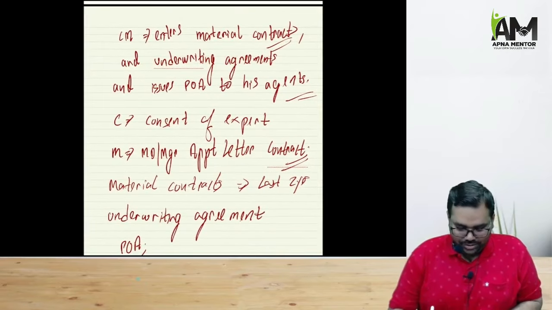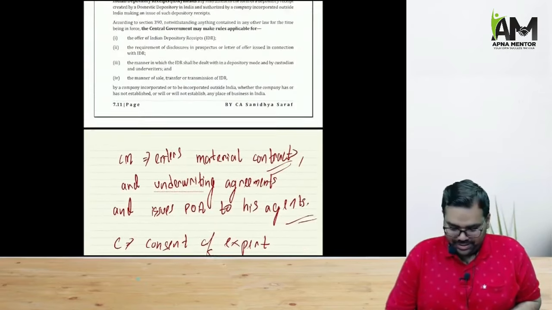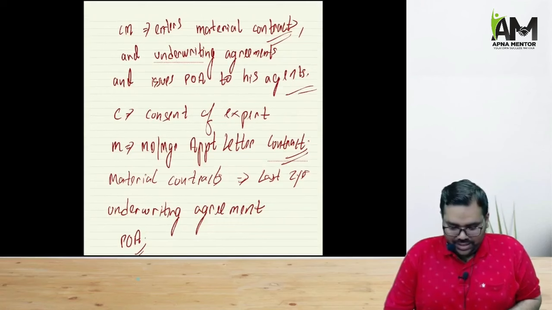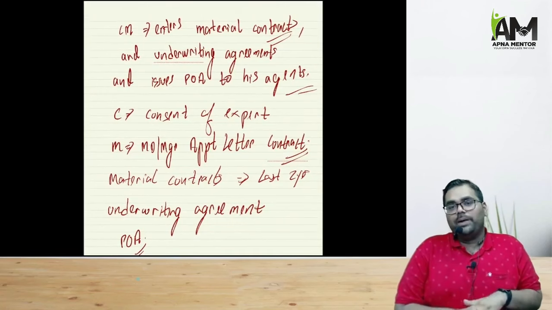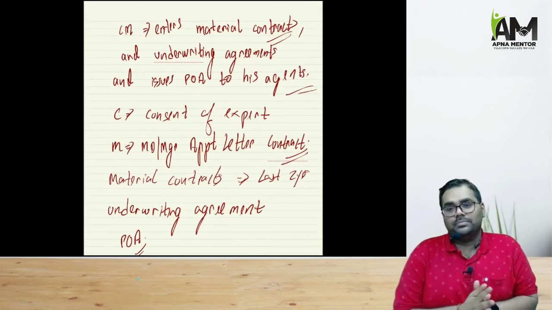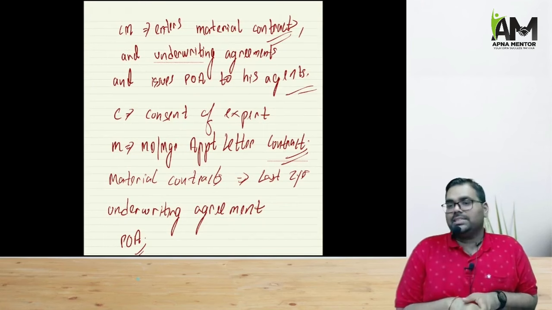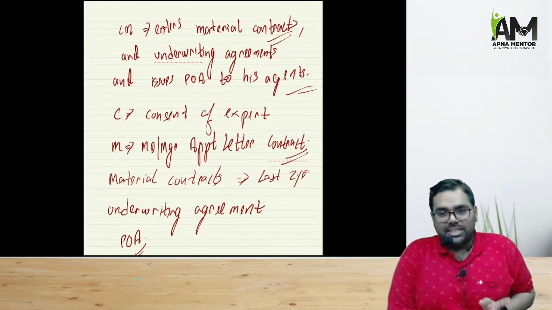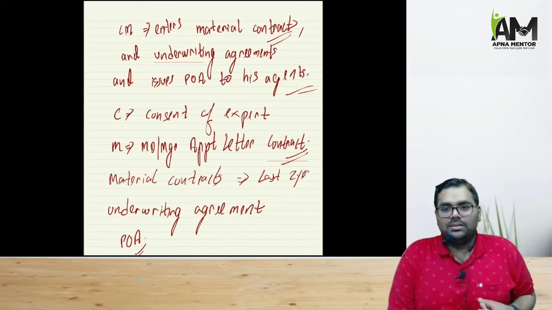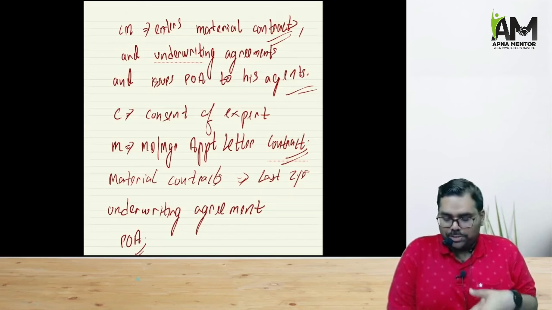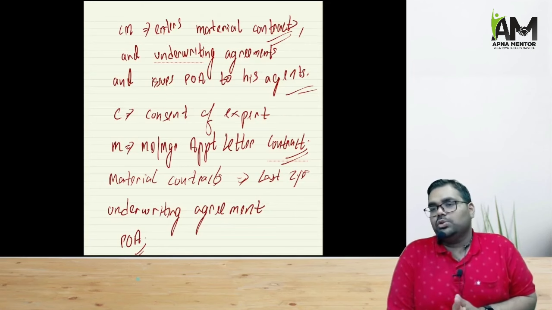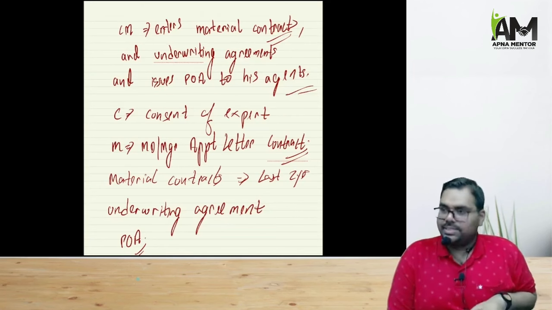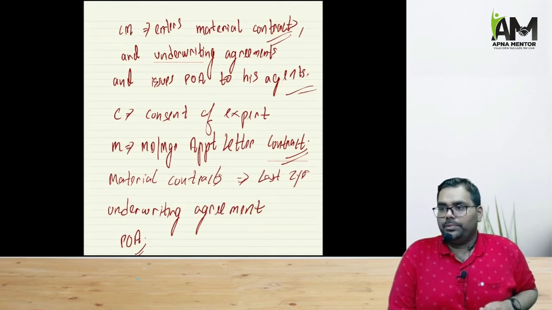Okay. So this you noted down. CM enters material contracts and underwriting agreements and issues power of attorney to his agents. So basically the chief minister has to issue a prospectus, and when he does, he enters material contracts and underwriting agreements, issues the POA to his agents. So along with the prospectus, these 5 things are to be given.